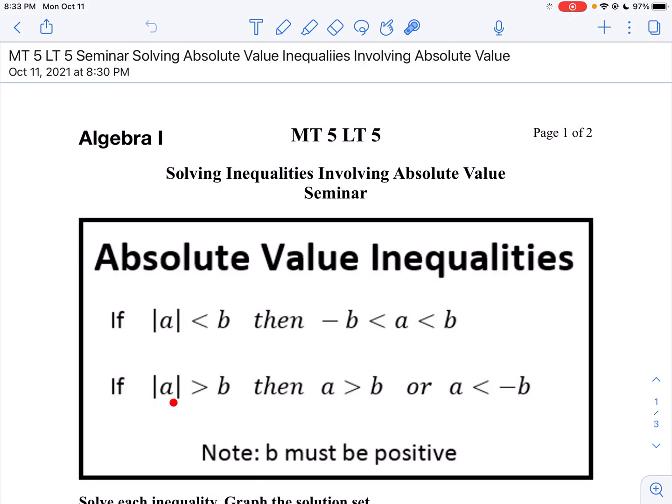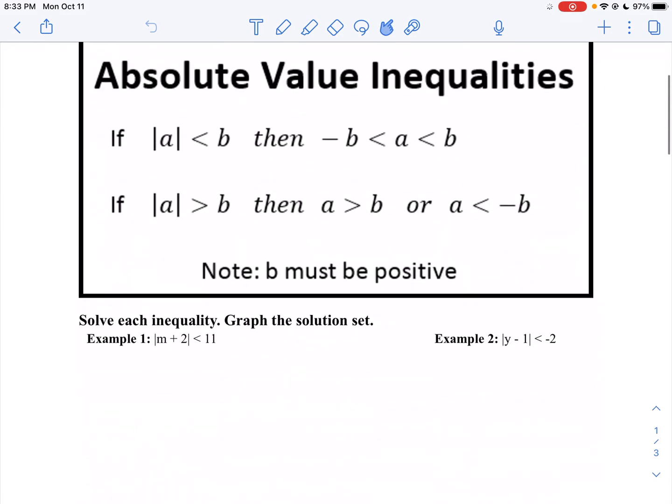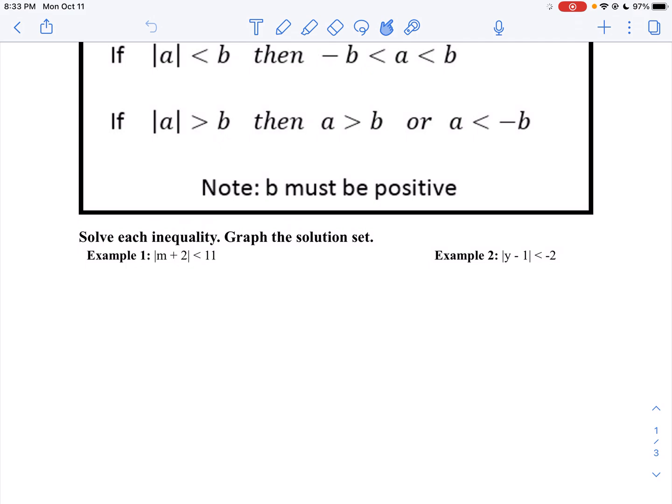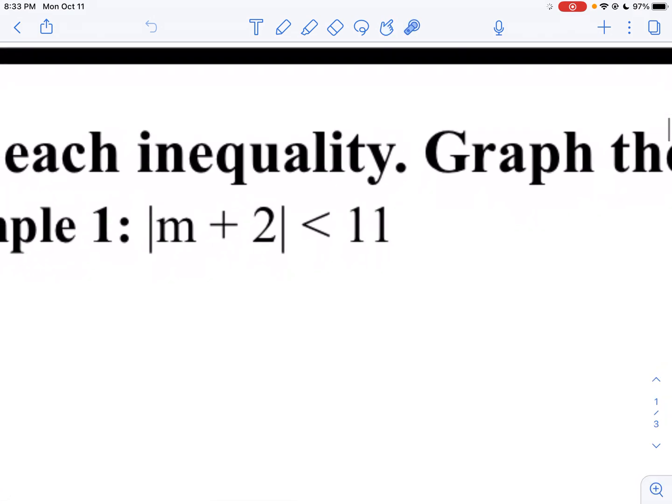If it's greater than, it's greater than the number, or it's less than the opposite of the number. So it's greater. We use "or" with a greater than sign. We always flip the inequality. So you could say negative b is less than a and a is less than b, or the opposite of b. So if we take a look at question number 1, I notice that has a less than sign.